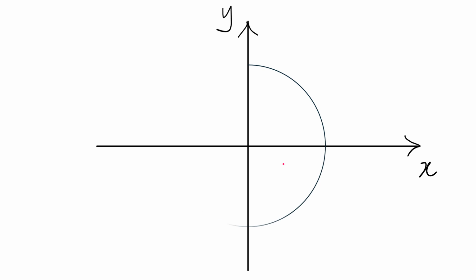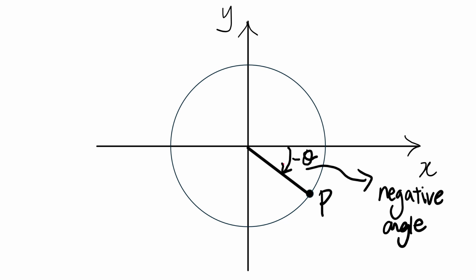Alright, so now what happens if you travel in the clockwise direction? Then what will happen? So we are still on the unit circle, meaning the radius of the circle is 1 unit. But in this case here, you are traveling in a clockwise direction. So the clockwise direction will be in this direction. So if you traveled from the x-axis in a clockwise direction, then the angle that you made with the x-axis will be a negative angle.